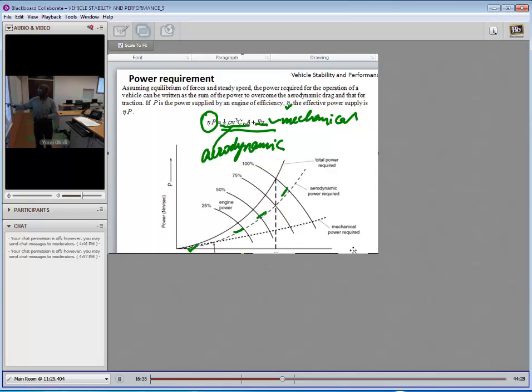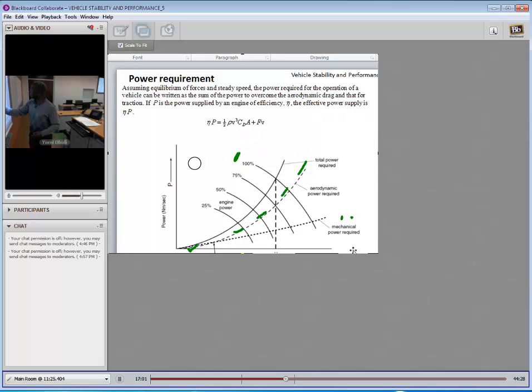It shoots out because the aerodynamic power required varies with the third power of the speed, and the mechanical power required essentially levels off more or less in a straight line, because it's only the tractive force times the speed. So this goes on to show the significance of aerodynamic contribution, especially at highway speeds.